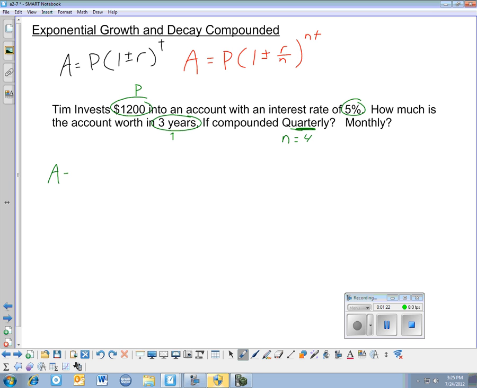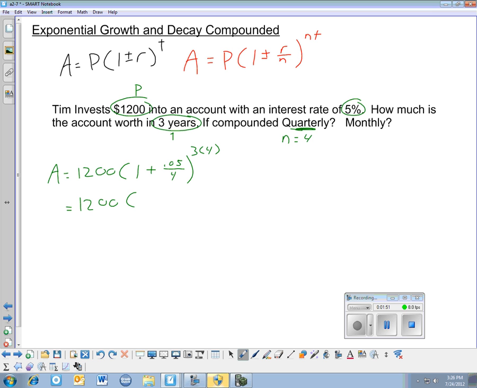So our answer equals our principal, 1,200, times 1. We're in a savings account, so we're gaining interest, so it's growth, so 1 plus. Now 5% as a rate is 0.05, and we're going to divide that by 4, because we're compounded quarterly. And our time is 3 years, and we're going to multiply that also by 4, because we're talking about quarterly. And so our calculator is going to do most of the work for us.